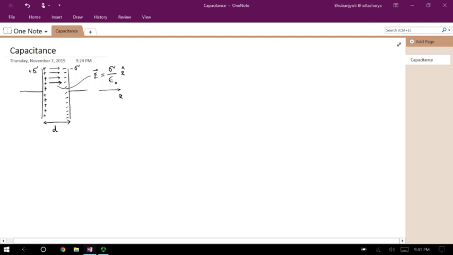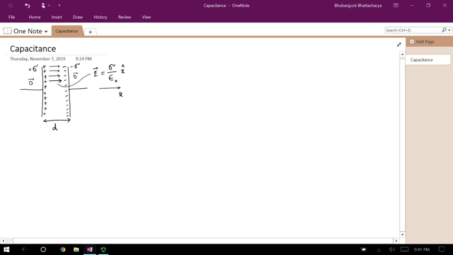In fact, outside, on the left hand side of this plus plate, the electric field is 0. On the right hand side, the electric field is again 0. And in the middle, the electric field is sigma over epsilon 0 x hat, and it's uniform. If this is the uniform electric field, you know that equipotential lines look exactly like this. They're perpendicular to the electric field lines. So these lines are equipotential lines.